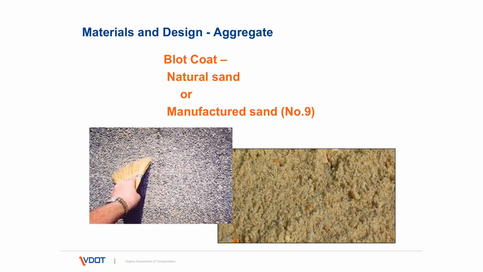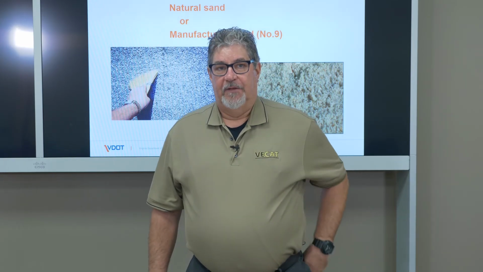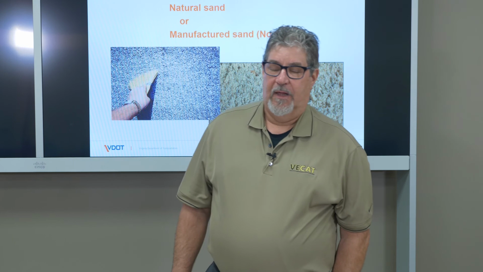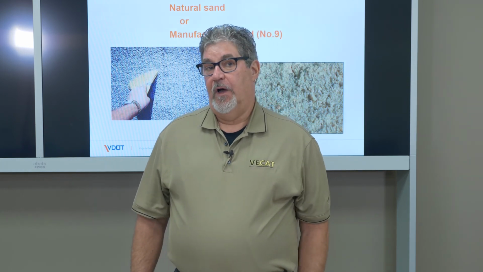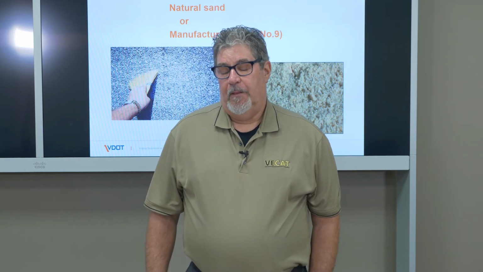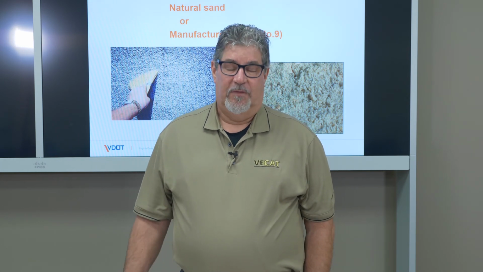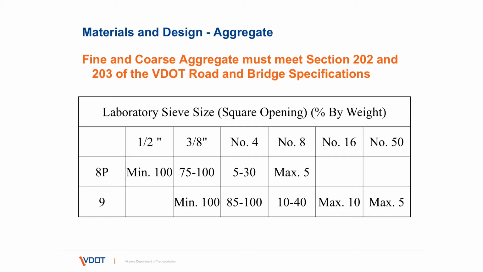The fine aggregate for surface treatment for a modified single seal is either natural sand or manufactured sand. A lot of times we use a number 9, which is a manufactured aggregate with the fines taken out of it. It's very important that these fines have a minus 200 percentage of less than 1.5.